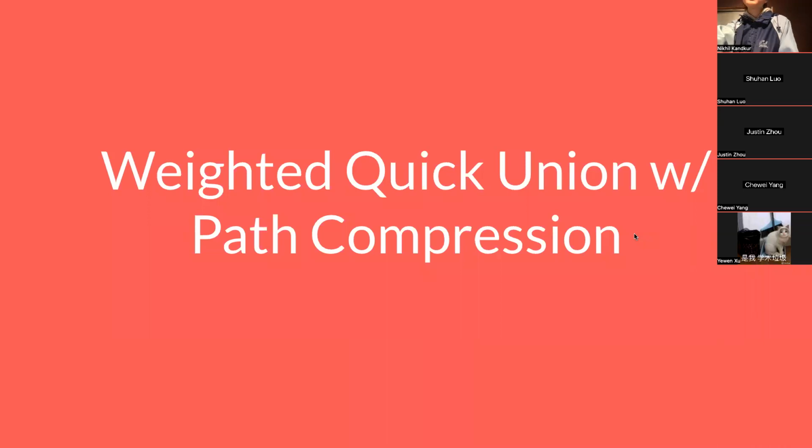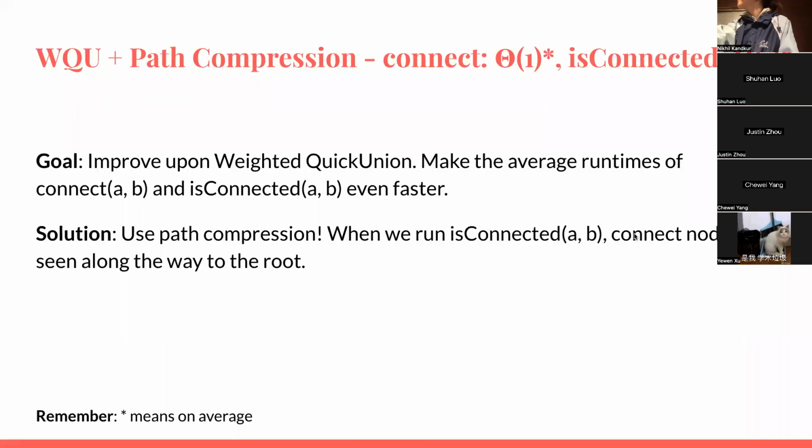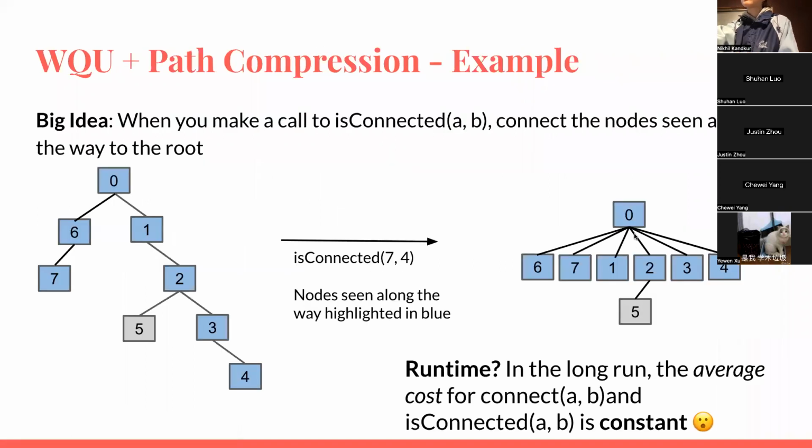And then for weighted quick union with path compression, the goal is to improve upon weighted quick union and make the average runtimes of connect A and B and isConnected even faster. If we use path compression, it becomes constant. So basically when we call isConnected on A and B, it will eventually connect the nodes directly and make it look like the tree on the right, and then it would become constant.